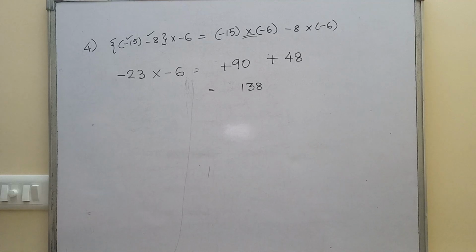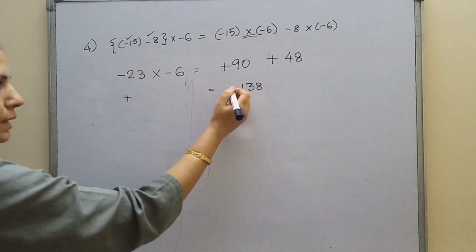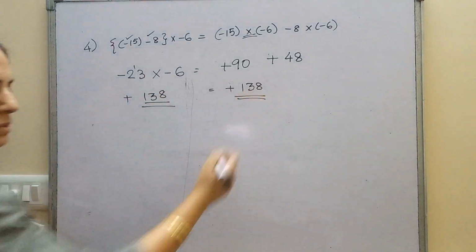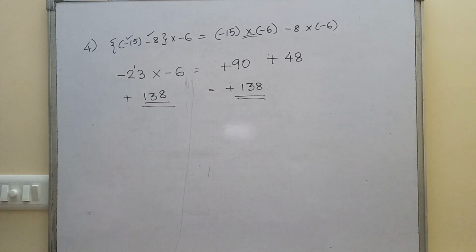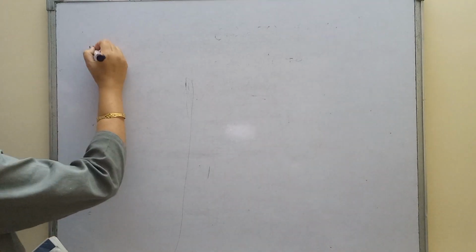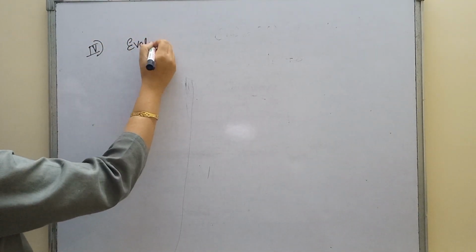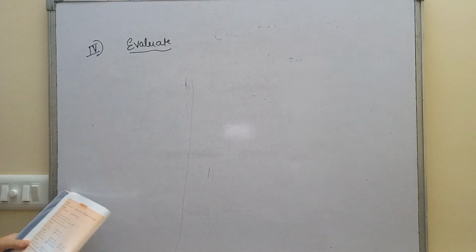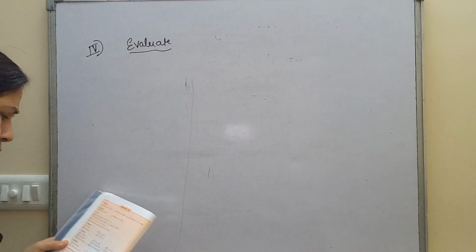Let's see whether this is 138 or not. Minus into minus, yes, plus, like here it is plus. Yes, this is also 138. Hence verified. LHS is equal to RHS. Let's go ahead with the next question. Question number 4 is evaluate again. See, the fourth one is evaluate. Evaluate is nothing but multiply, or you can say simplify, or you will say BODMAS. These are evaluate. You should know what they are asking you for.